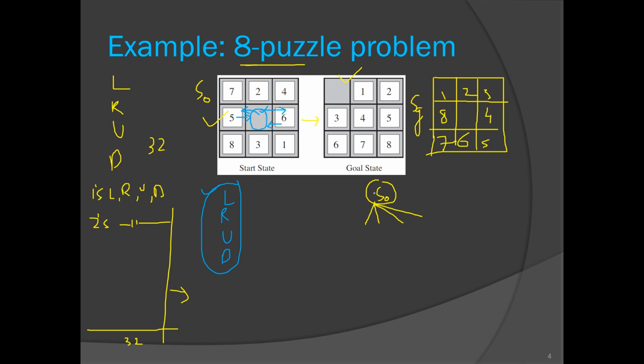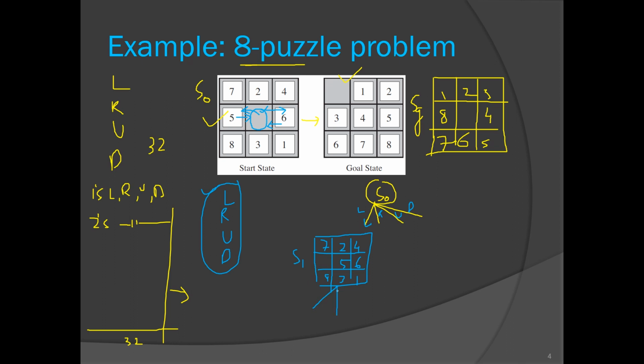Now from S0 my blank space can move left, right, up and down. If I move the blank space towards the left, which configuration am I getting? My blank space is moving towards the left, that means 5 will come here and the rest of the tiles will remain as they are. So this is the state I am getting. Let me call this state S1.